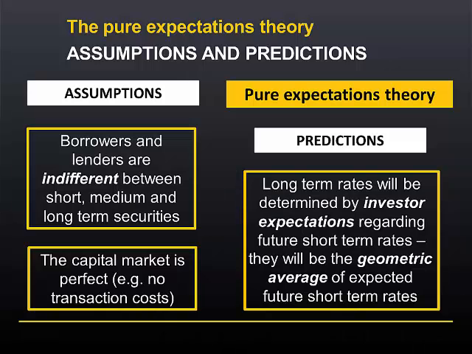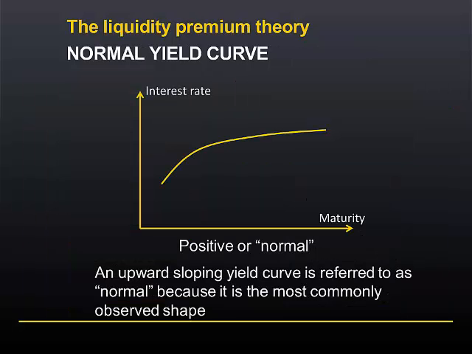We ended the previous module by summarizing the assumptions and predictions behind the pure expectations theory. The prediction of this theory is that long-term interest rates will be the geometric average of expected future short-term rates. However, that prediction fails to answer an important question.